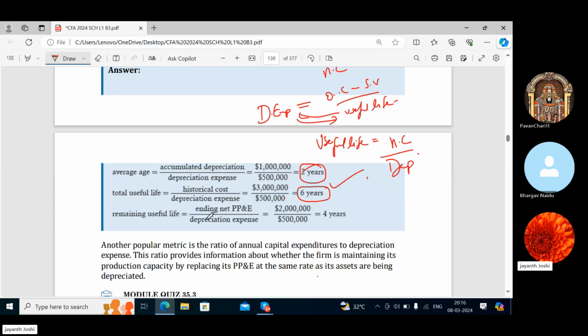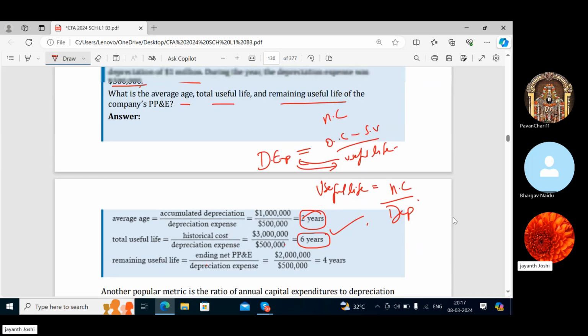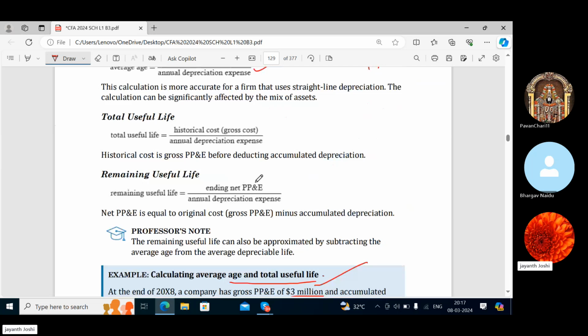Formula for remaining useful life. That means now how much depreciation has been removed and how much the asset has to be still used. So the formula here is ending net property, plant and equipment. So let's say you have used the asset for 5 years, so you'll be getting an ending value at the end of the 5th year.